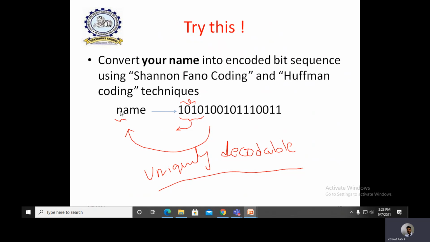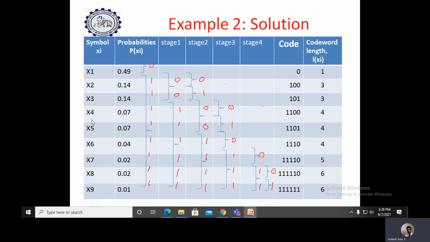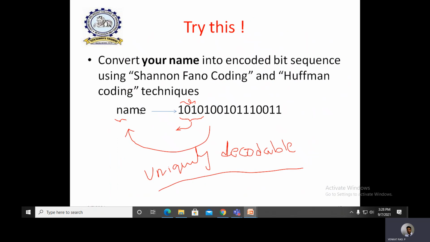And finally, your name is going to be converted into this kind of group of bits. How to convert? For example, here N, A, M, E, the probabilities are there. We are going to apply this method, and finally for N, A, M, E we will get some codes. And finally, how to write the sequence for your name? Based on the occurrence of each letter in your name, first write the code for N, then the code for A, then M, then E. So finally, that is the unique sequence for your name.